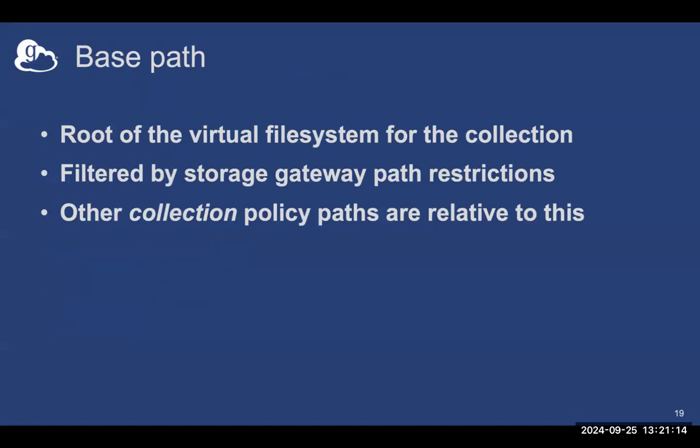And I kind of got ahead of myself on the base path, but it's the root of the virtual file system for the collection. And it's filtered by the storage gateway path restrictions so that only things that are allowed by the path restrictions are visible, and other collection paths are relative to this. So when a user visits the collection and they go to the slash directory, that will be going to the base path of the collection, which may not be the root path of the file system that the collection is hosted on. So this allows you to sort of restrict what subtree is visible for a particular collection.